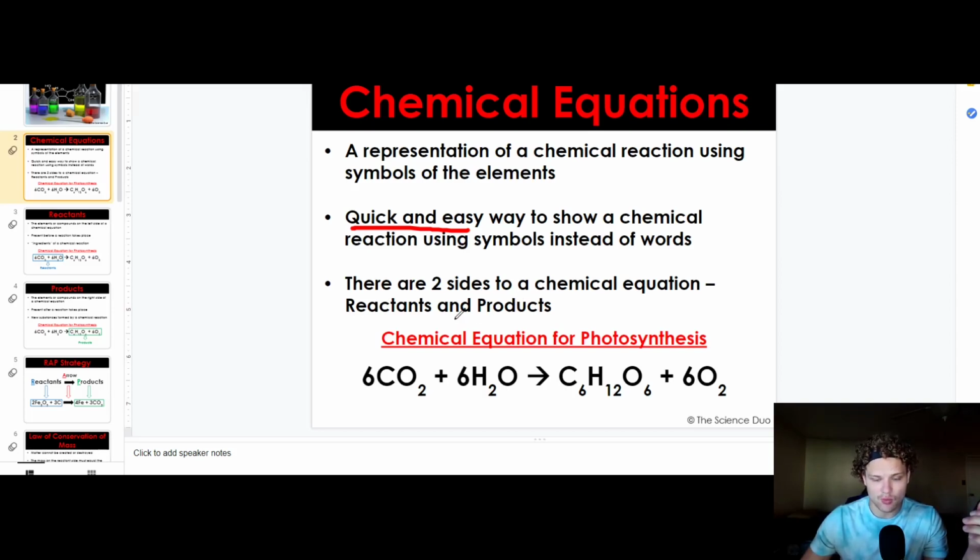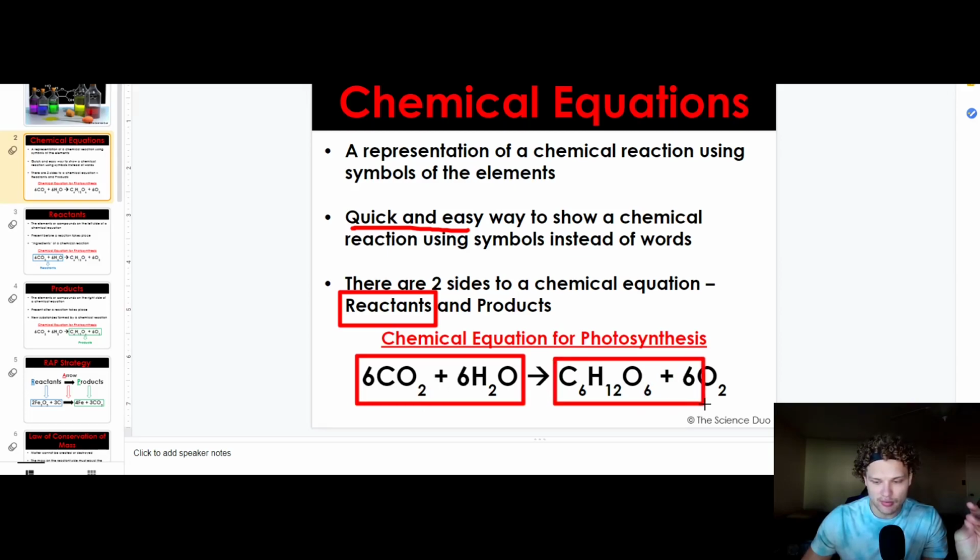Where we're headed is we're going to look at the reactants, which would be this side. We're going to count up the atoms and the mass on this side, and we're going to make sure that it's equivalent to our products over here. We're just going to confirm that everything matches up.